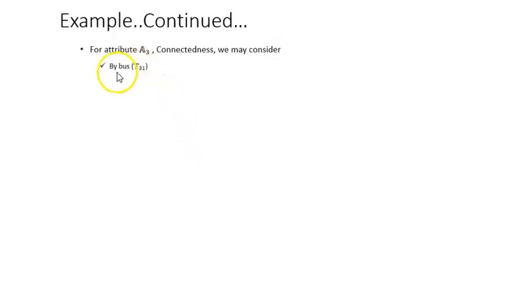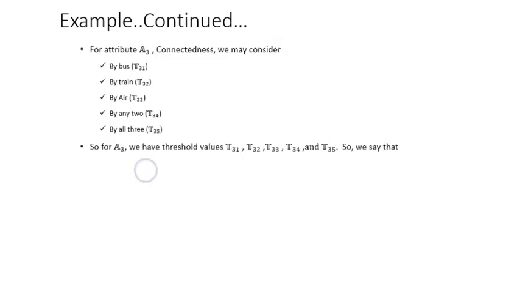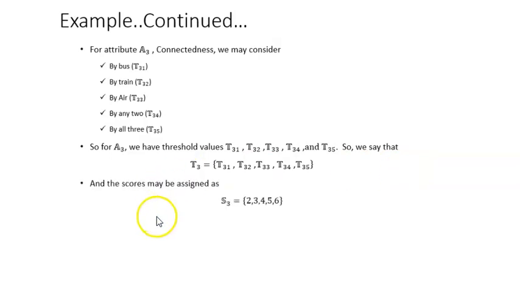The third one is connectedness. By bus, is it connected? By train, is it connected? By air, is it connected? And so on. So we say by bus, we'll say it is one threshold value. By train it is another, by air it is another. If it is connected by any two, we say it is another threshold value. If it is connected by all the three, we say it is another threshold value. So for attribute 3 we have several threshold values: T31, T32, T33, T34, and T35.